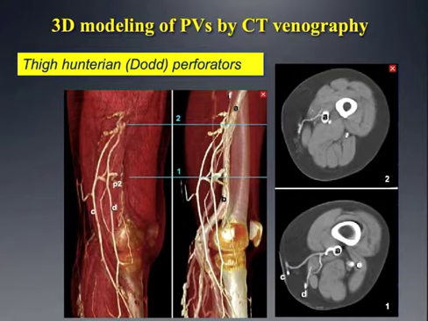On the right side, you can see the horizontal slices corresponding to the same model. On the top one, you can see the connection of the first trunk to the deep system, marked A, the femoral vein. And on the lower part, you can see a duplicated connection of the perforators to the femoral vein. So this kind of model, a 3D map, is helping in case of complex anatomy.